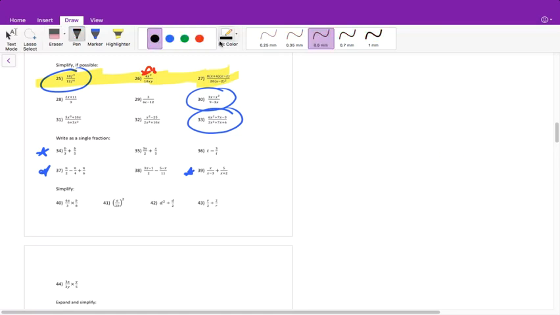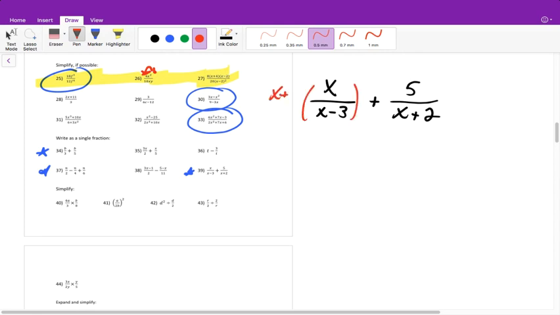All right, the next one is x over x minus 3 plus 5 over x plus 2. Right, when we have binomials or trinomials, you do need to factor sometimes, but these are already factored out. And since there's no other factor that we can get out of these, we just need to multiply each by the opposite denominator. So x plus 2 over x plus 2 times x minus 3 over x minus 3.